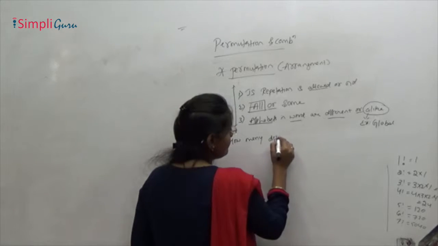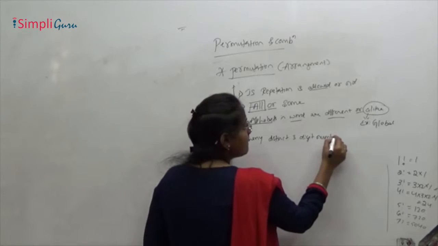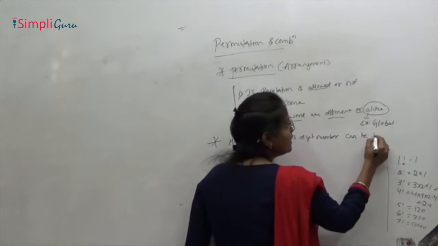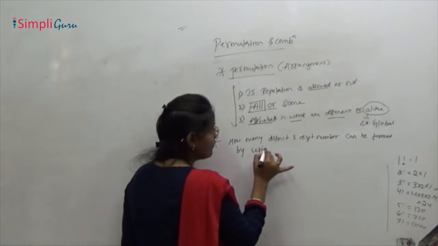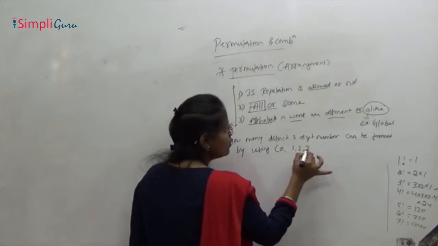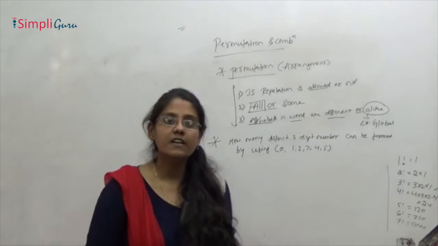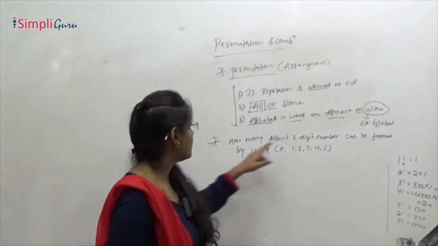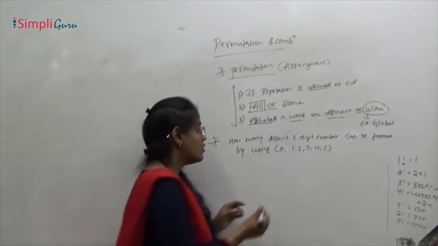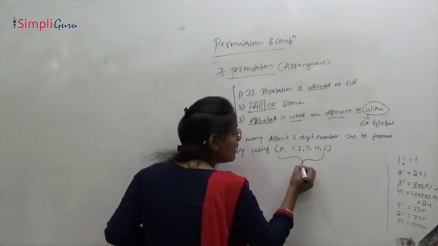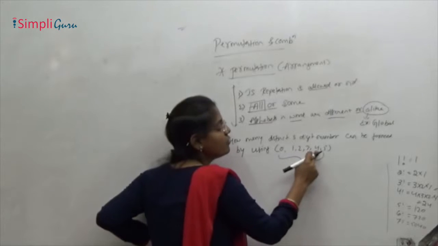See, how many distinct 3-digit numbers can be formed by using 0, 1, 2, 3, 4 and 5? See the question. What is the question? How many 3-digit numbers can be formed by using 0, 1, 2, 3, 4, 5? 0, 1, 2, 3, 4, 5 means the total number of digits here is 6.